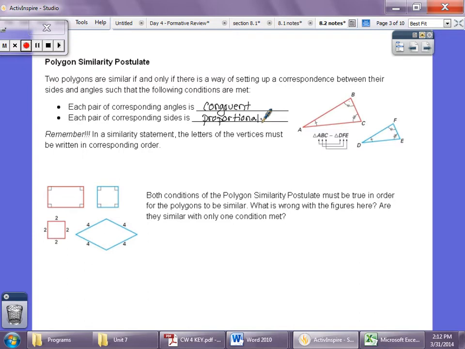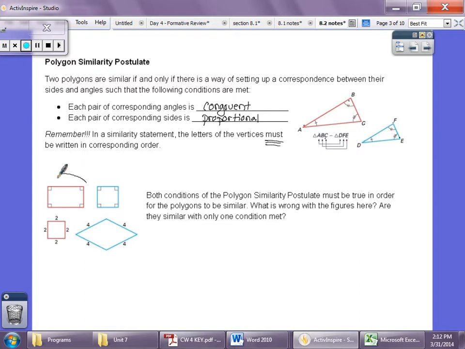And remember, in the similarity statement, the letters of the vertices must be written in a corresponding order. So ABC has to be written as DFE, because that tells you that A matches up with D, B matches up with F, and C matches up with E. So both conditions of the polygon similarity postulate must be true in order for the polygons to be similar. What is wrong with the figures here?